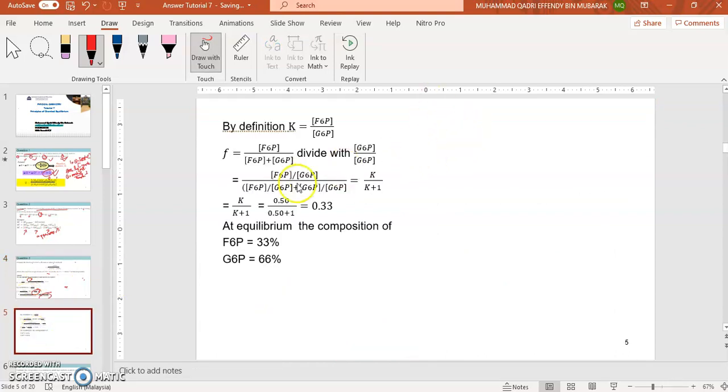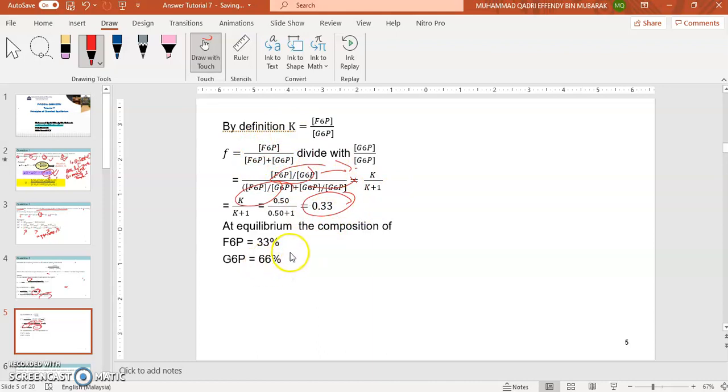And later on, we know by definition K equals F6P over G6P. So this one we can replace with K, and the denominator we replace with K plus 1. So here we already obtained the K value. K is 0.50 over 0.50 plus 1. That's why we get 0.33. So we can predict that the composition of F6P in this mixture is 0.33.